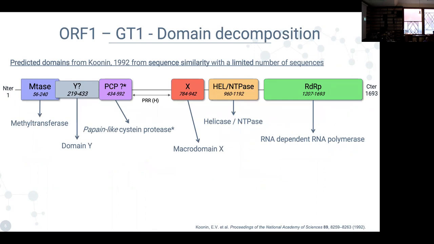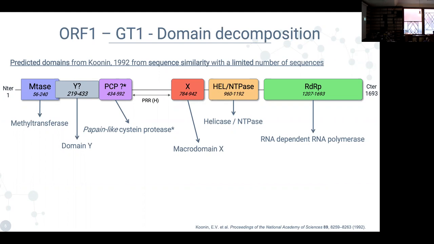In 1992, someone tried to see what protein domains you have inside this polyprotein. It was based on bioinformatics analysis of the sequences available at the time, so not a lot of sequences and not a lot of different methodologies that could produce good results. But even then, they said that at the end you should have a polymerase domain, a helicase domain, a macro domain, an X domain.